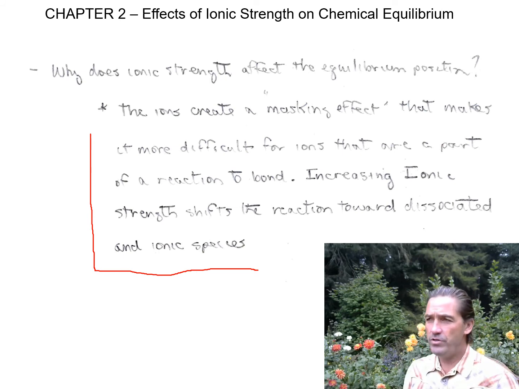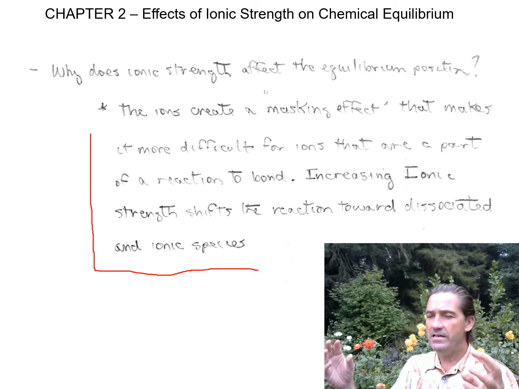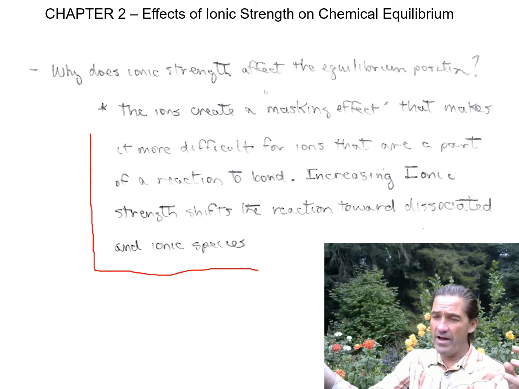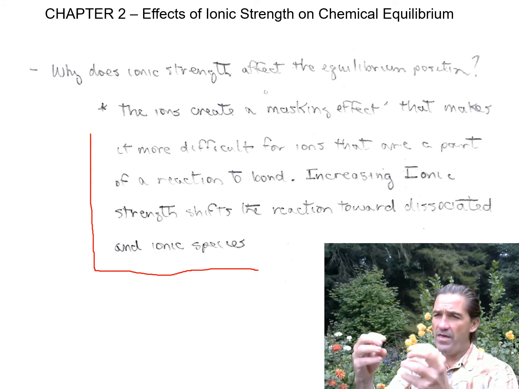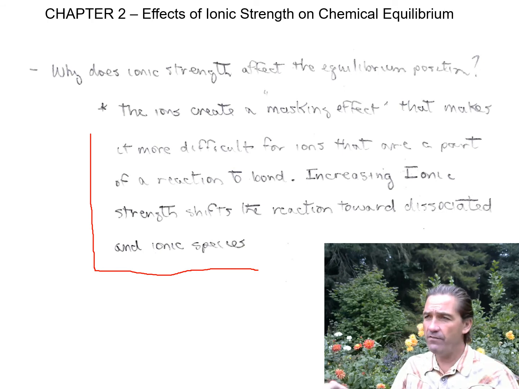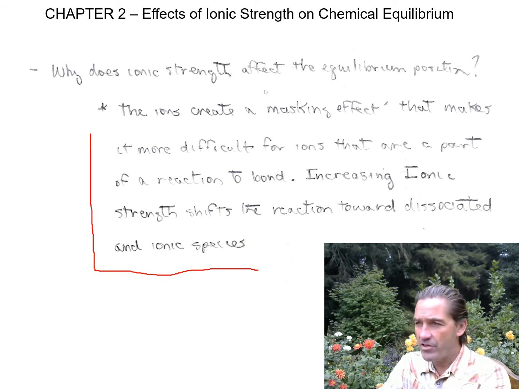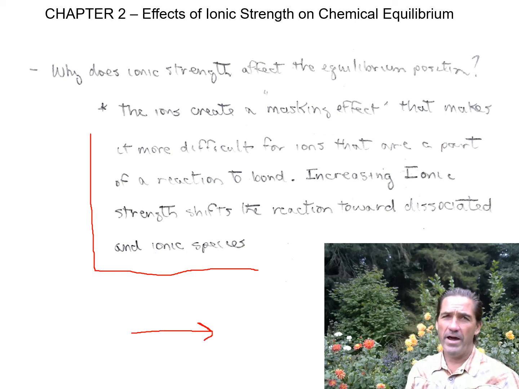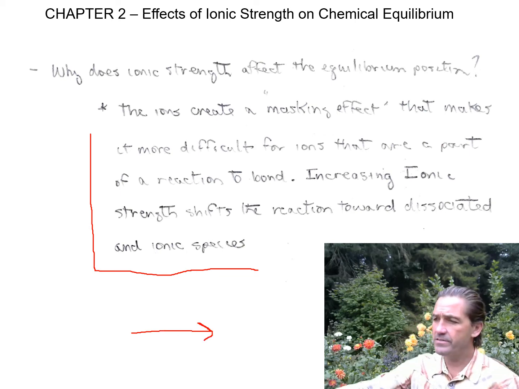But what happens when you introduce other ions, spectator ions, sodium, chloride, things like that, is that the species in the ion stage, the silver plus and the sulfate 2-, have a hard time finding each other given that there's all these other charges around. In that way, it shifts the reaction to the right. It shifts it towards the ions.